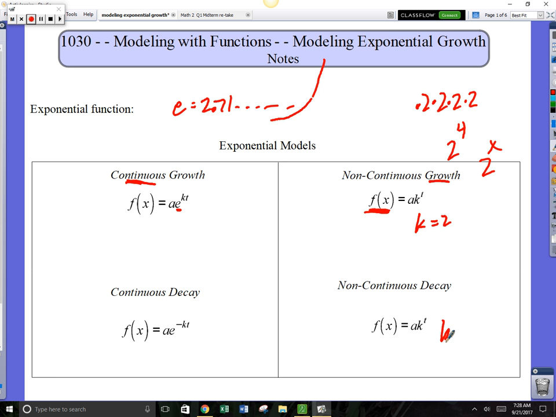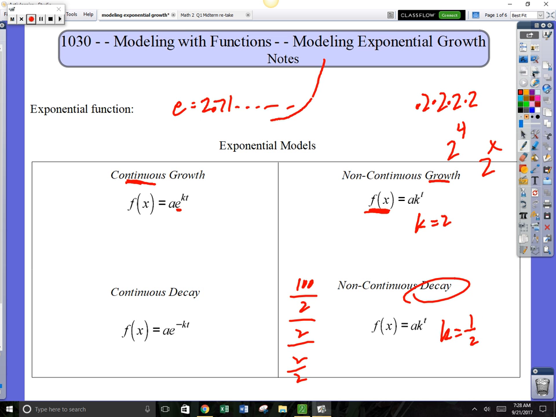Now if we let k be 1/2, then that is something different. Let's say I start off with $100, I divide by 2, divide by 2, divide by 2, divide by 2. So division will represent our decay, multiplication represents growth, and dividing by 2 is the same as timesing by 1/2. So when our k is smaller than 1, a fraction, that's going to model decay.